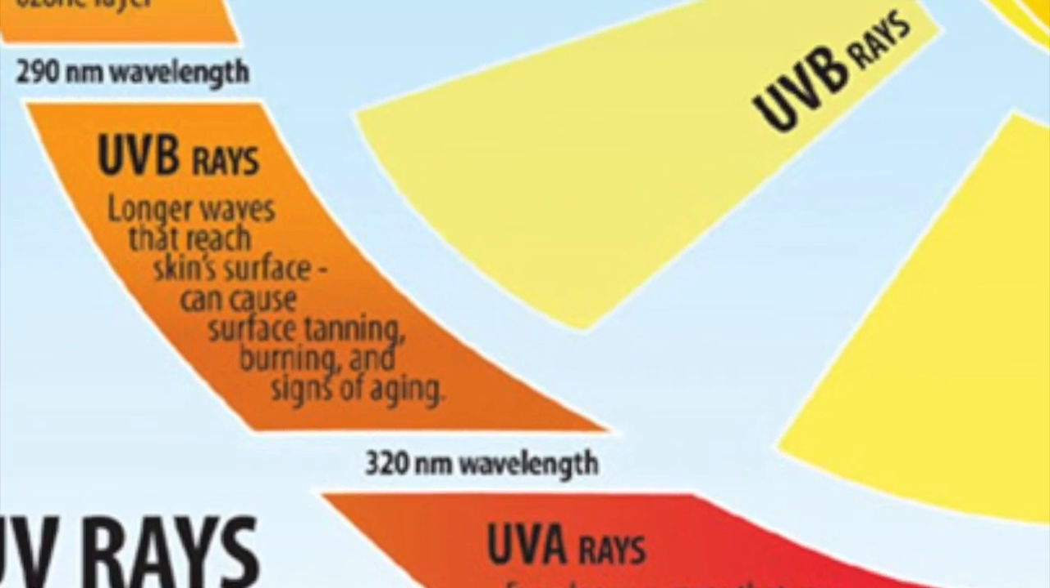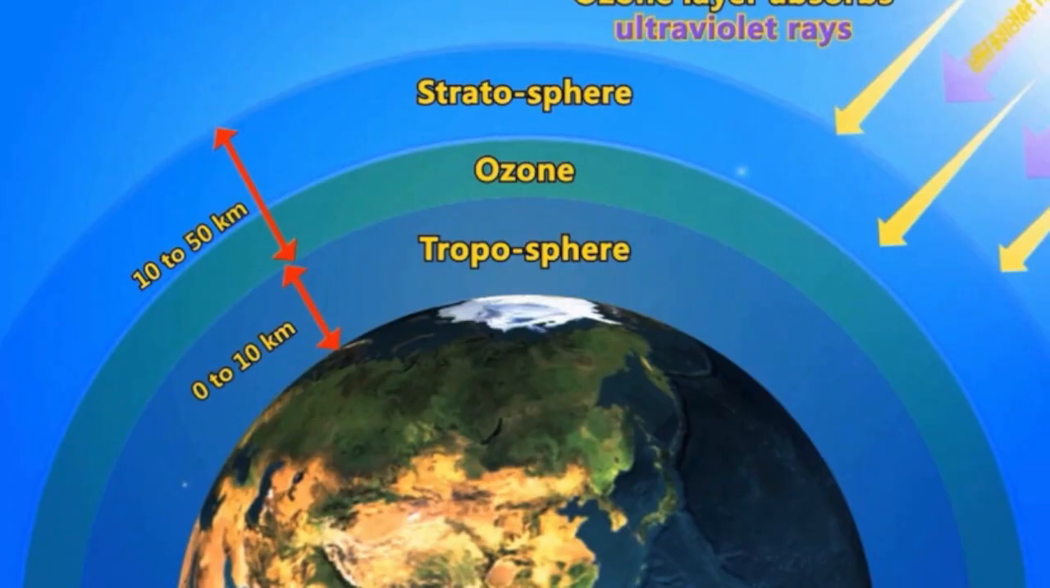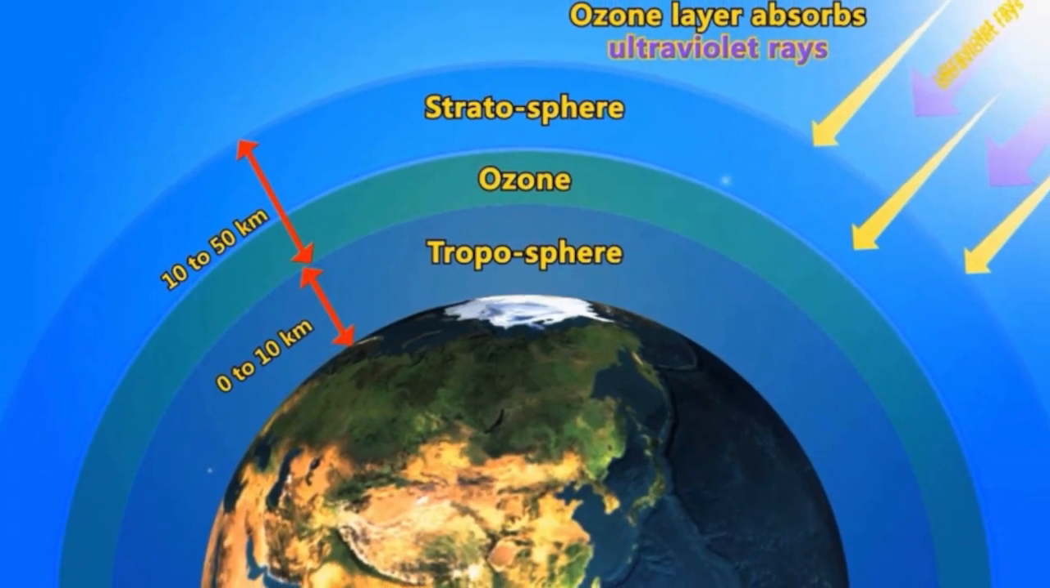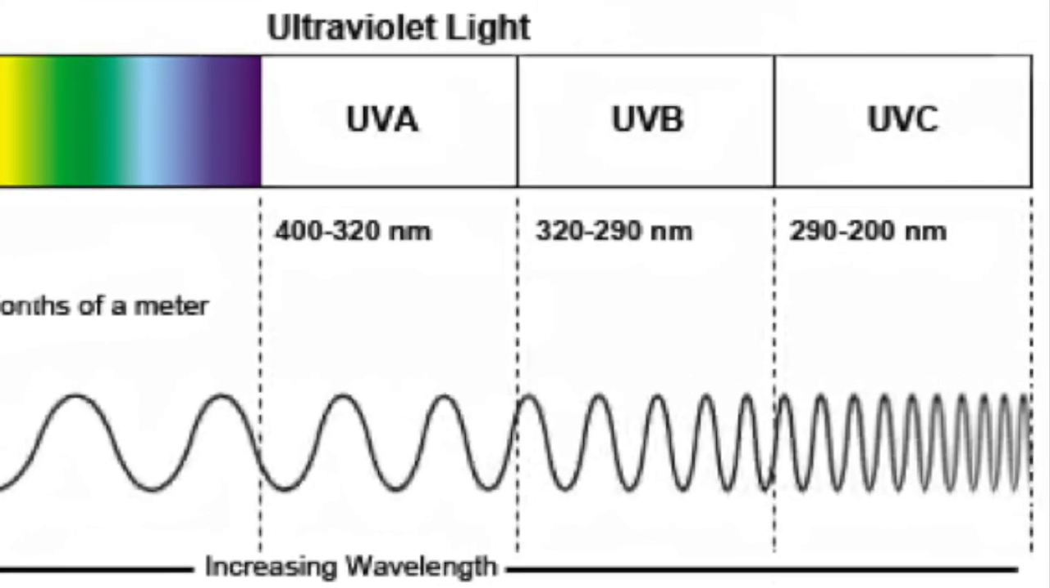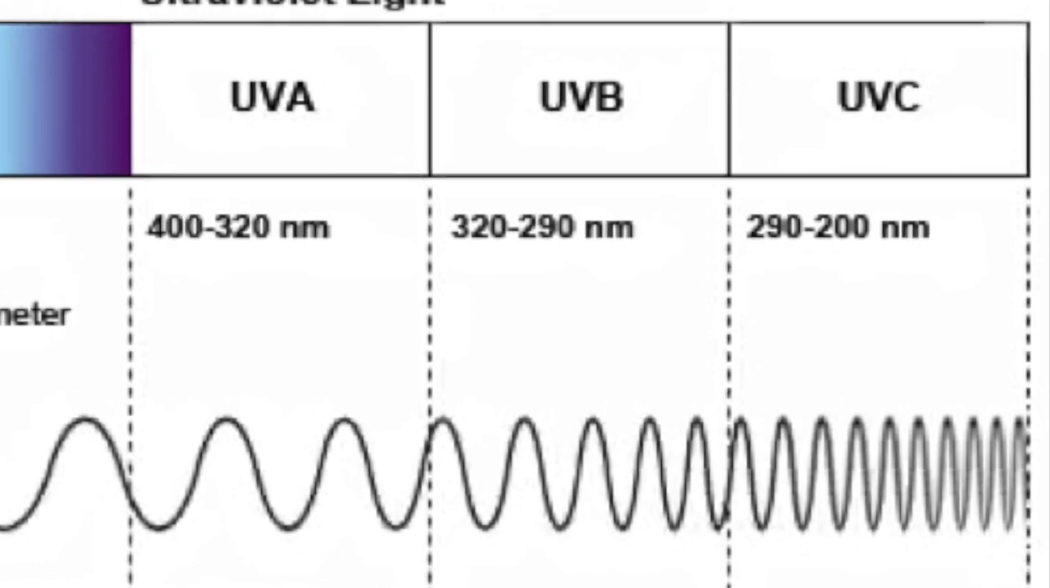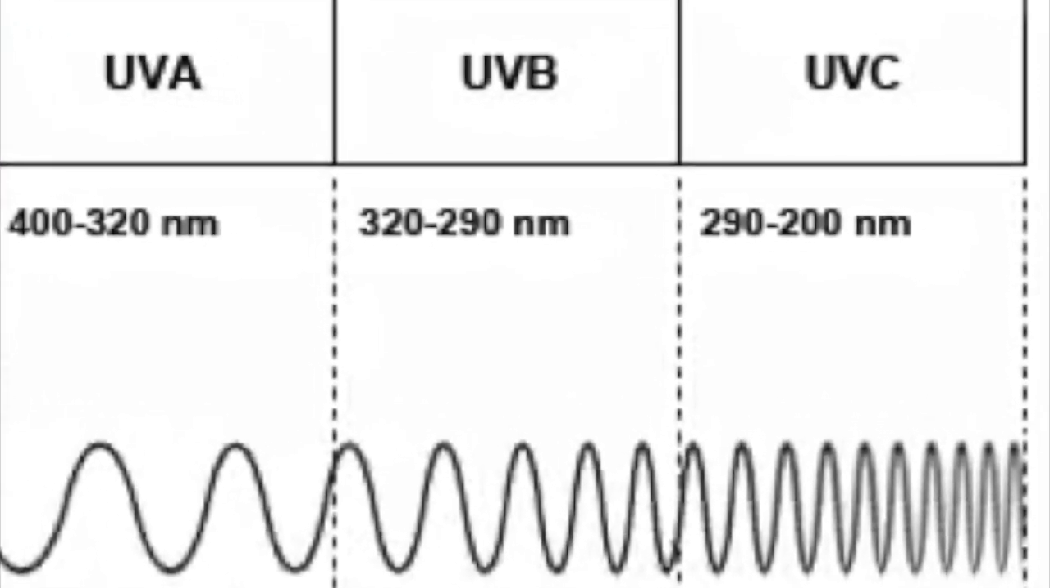The second type of UV light, called UVB light, is responsible for the sunburns that you see when you spend too much time in the sun without protection. These rays are partially blocked by the ozone layer because they are of a shorter wavelength, around 280 to 315 nanometers, and account for around 5% of the UV light that we encounter.